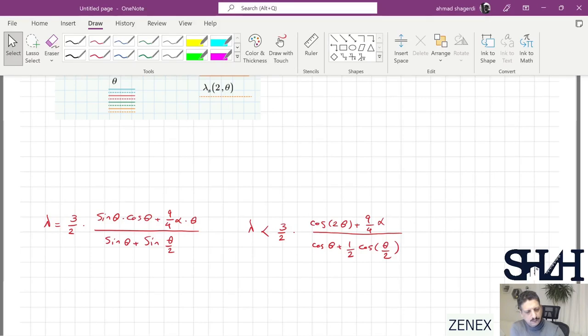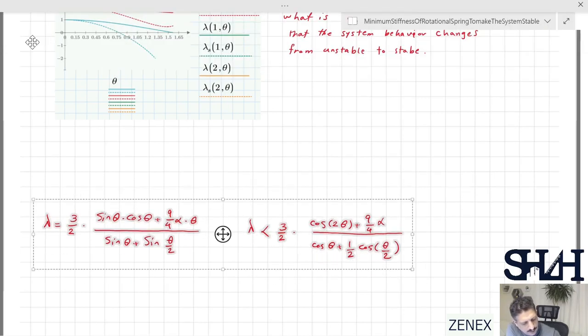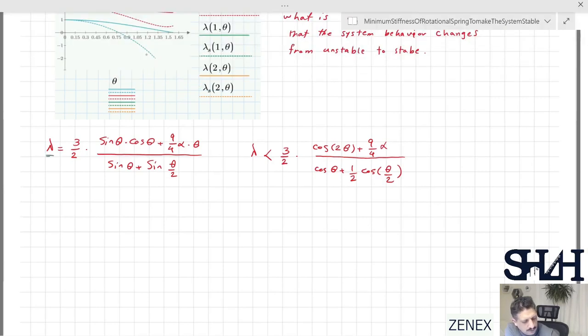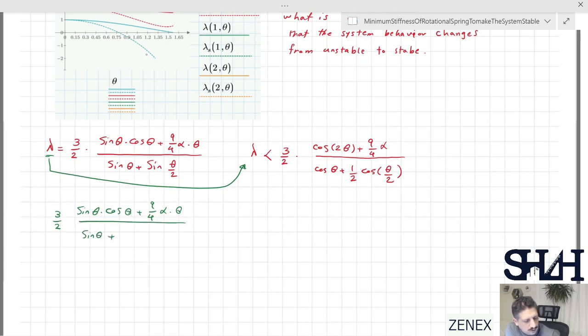So we are going to determine the value of alpha in a way that this inequality is fulfilled for any value of theta, with lambda less than the calculated expression. So if I substitute lambda in this equation, it will be (3/2 sin θ cos θ + 9/4 αθ) divided by (sin θ + sin θ / 2). It should always be less than (3/2 cos 2θ + 9/4 α) divided by (cos θ + 1/2 cos θ/2). Now I can simplify.